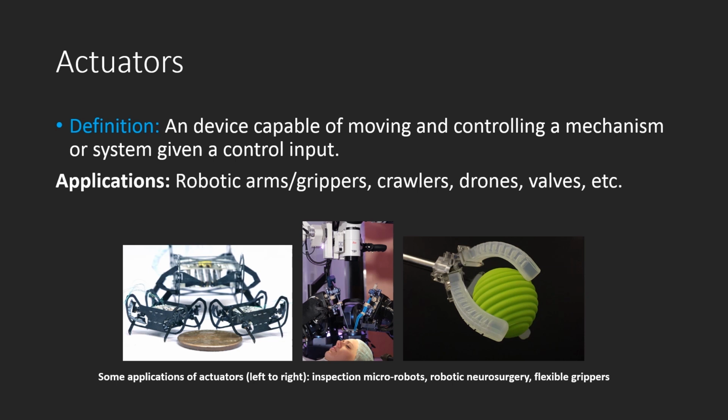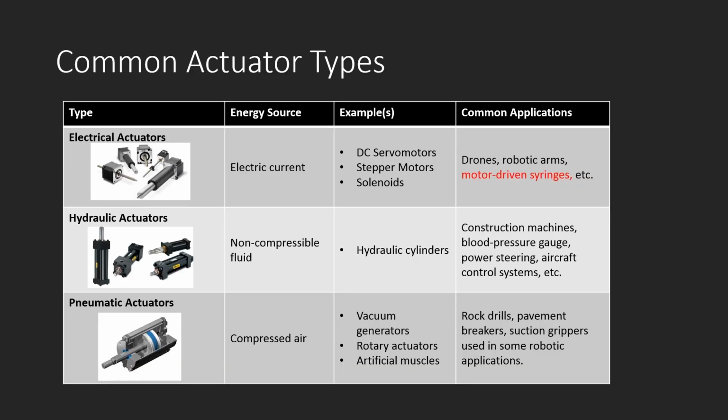Actuators are devices capable of moving or controlling a mechanism or system. This allows you to change the position or velocity of an object. For this reason, there are many applications such as controlling robotic arms and grippers, crawlers, drones, opening or closing valves, etc. Actuators can be activated using a command signal from a microcontroller, provided that it has sufficient power to drive the motors. There are different types of actuators.